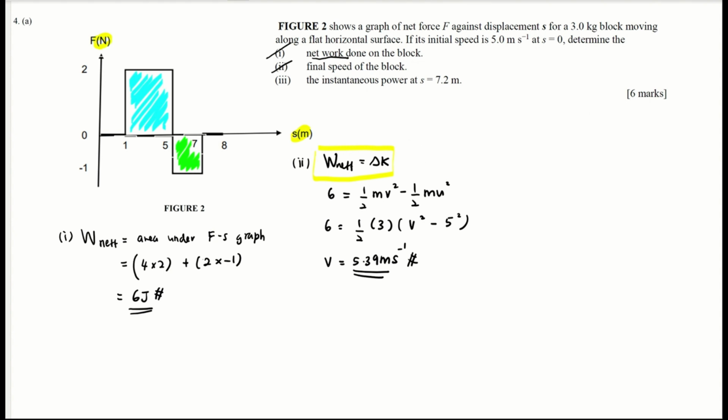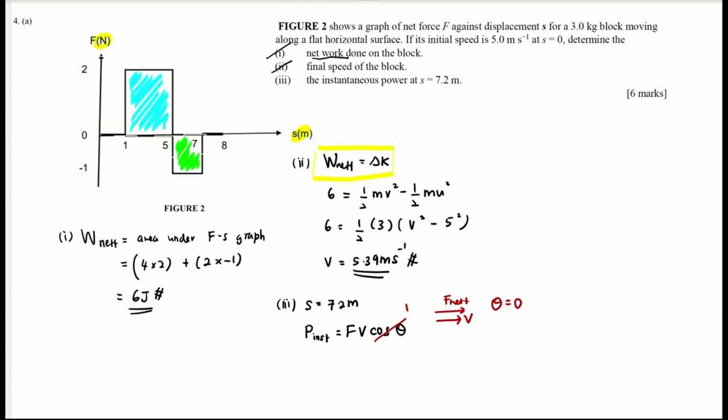Boleh? Okay. And then the third one, we want to calculate the instantaneous power at S equal to 7.2 meter. So remember, S is equal to 7.2 meter. In order to calculate the instantaneous power, P, you can use equation FV cos theta. In this case, F net mesti same direction dengan V lah. F net is in this direction, V in this direction, so theta is equal to 0. So cos 0 is equal to 1. So instantaneous power is equal to FV.